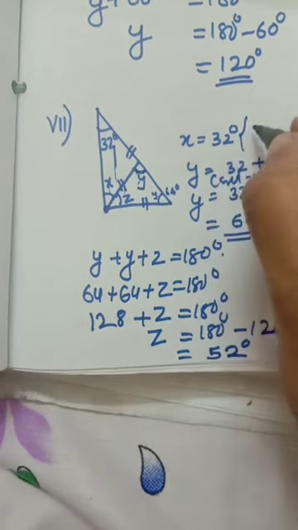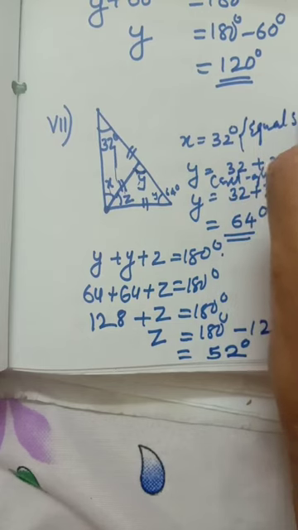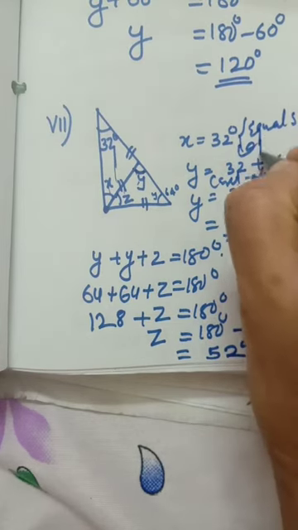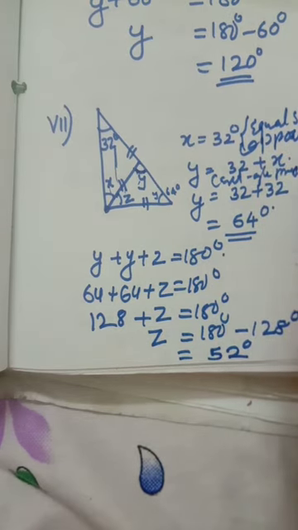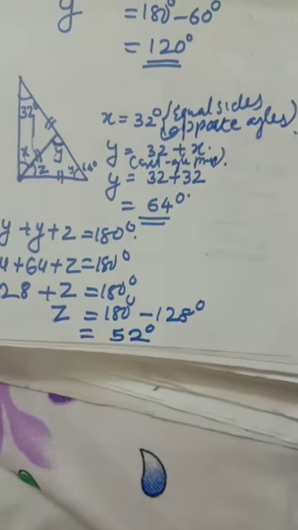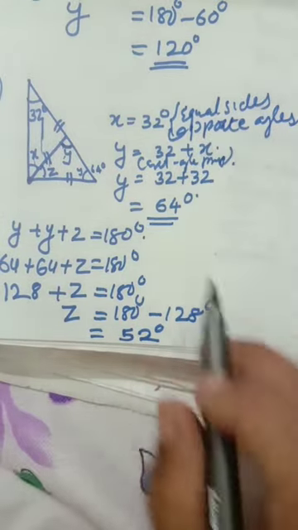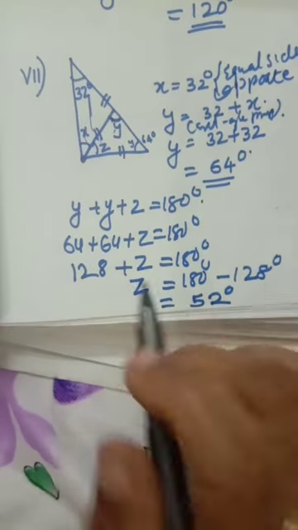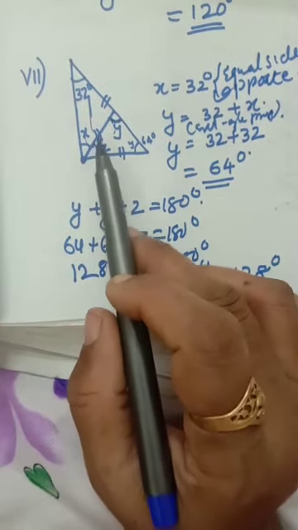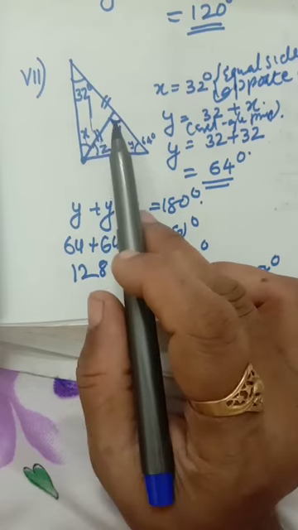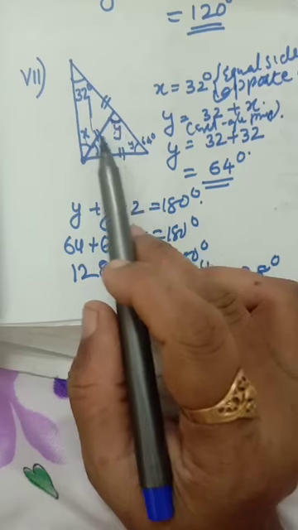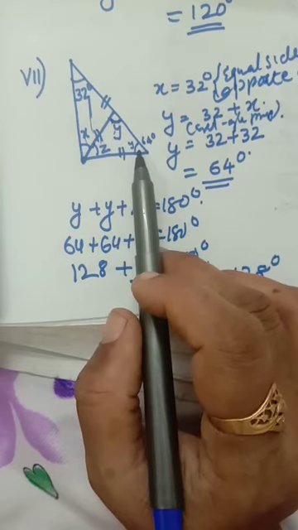X equal to 32. Equal sides, opposite angles. Equal sides, opposite angles. Clear? You have to write the reason. Here also, see, two sides equal. Then opposite angles are also equal. Y equal to Y. Here Y, then here also Y only.